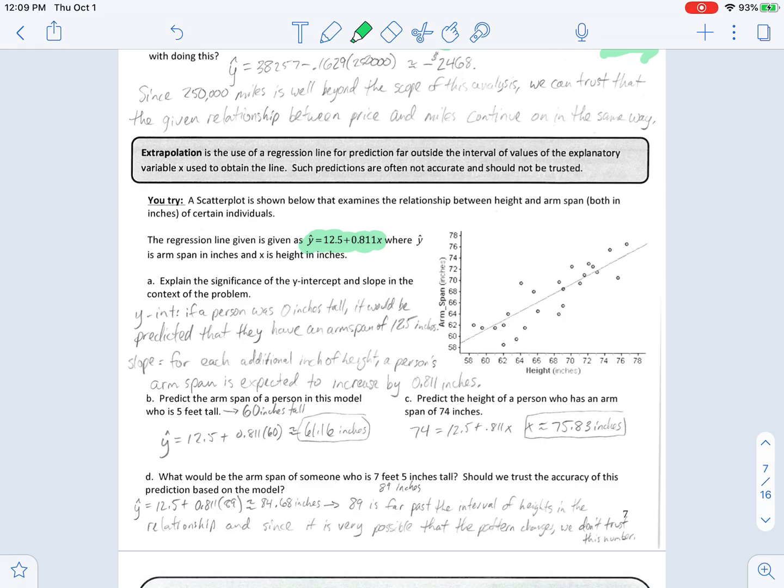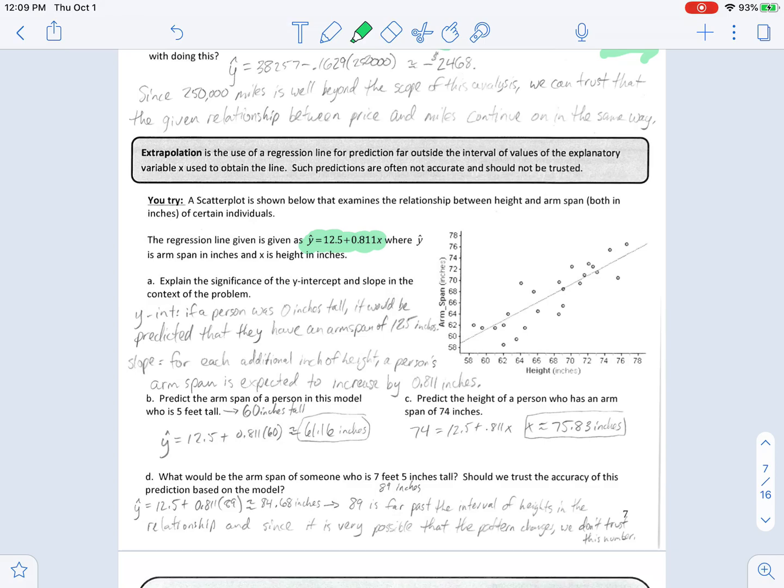Predict the arm span of a person in this model who is 5 feet tall. Keep in mind units are inches here, so you have to convert to inches. That is 60 inches tall. That's an x value, a height. You plug it into the equation and you can see it's approximately 61.16. I say approximately because you're predicting, and also because of rounding issues. Generally, you want to go to 2 decimals. They sometimes will give you more, but as long as you show your work and go to 2 decimals, you'll be fine.